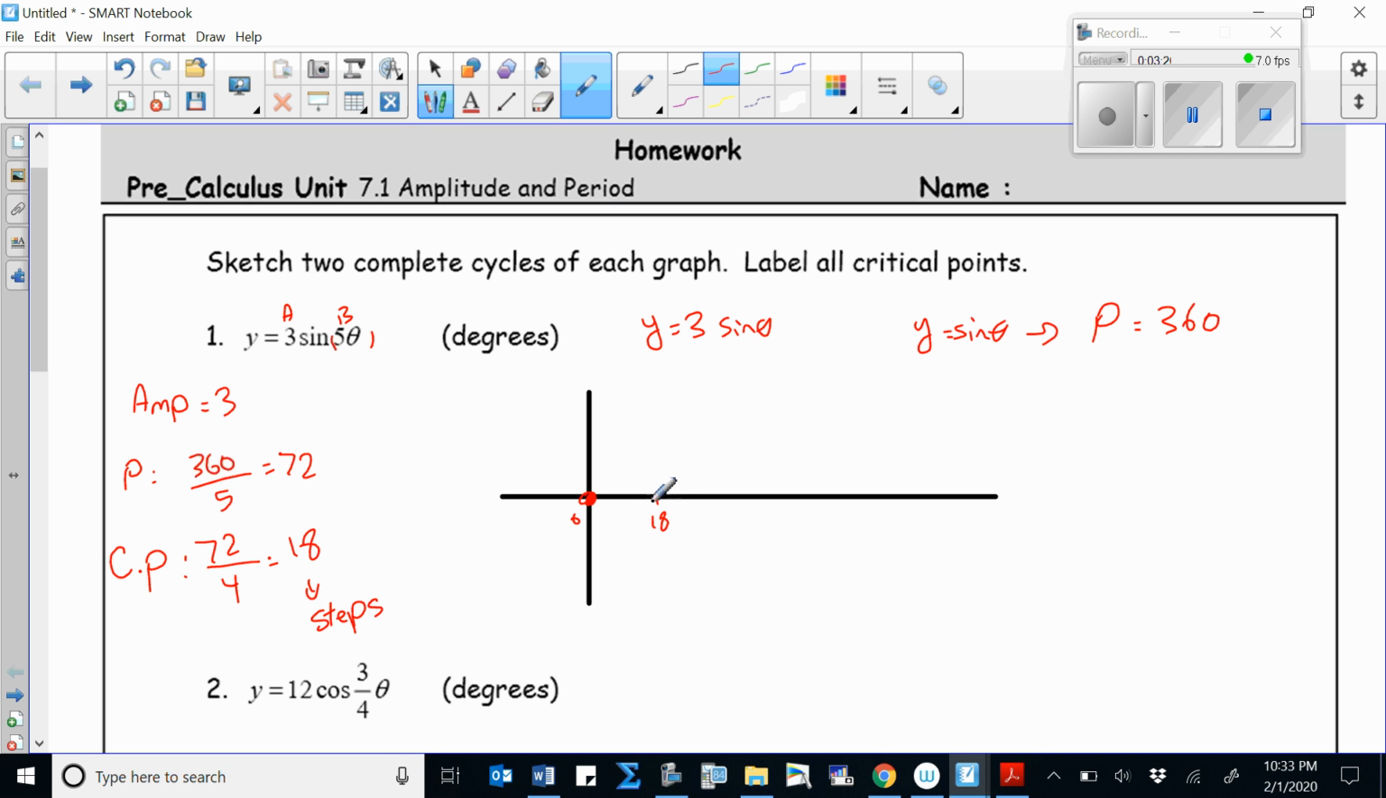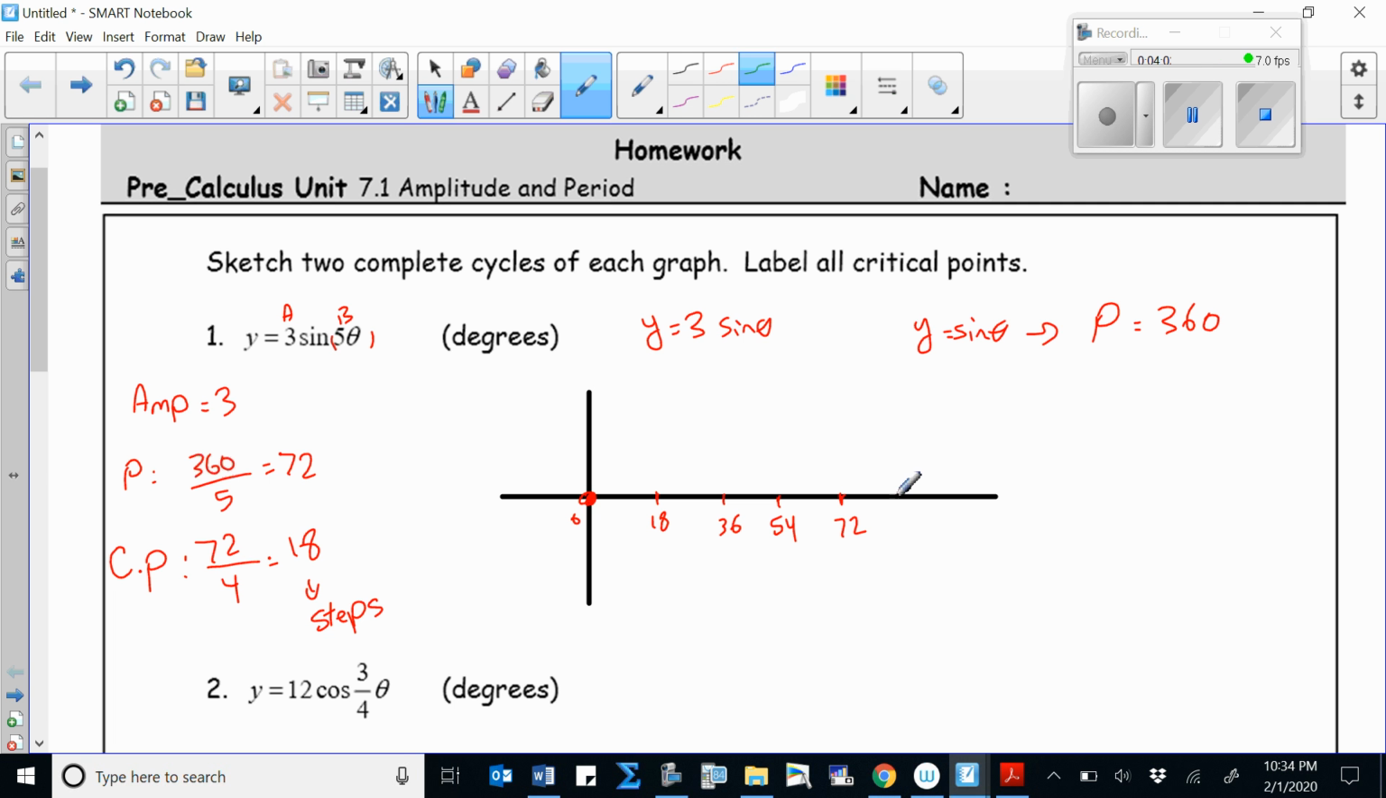Then another 18 added to this 18 will be 36. This is the third critical point. Again, I have to go 18 more after 36, and that will be 54. 18 added to 54 is 72. So this is one cycle of this function. Now we need to find the second cycle. I'm going to write that with another color so you know that this is the first cycle and now the next one is the second one.